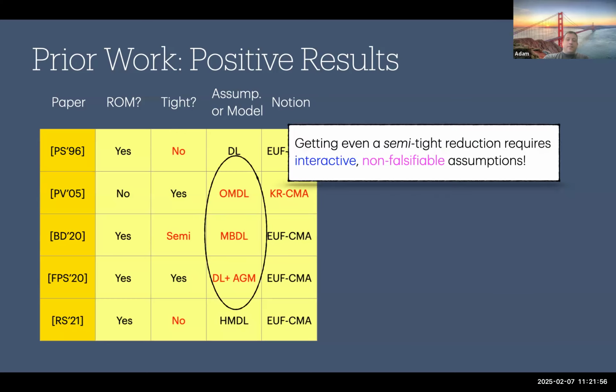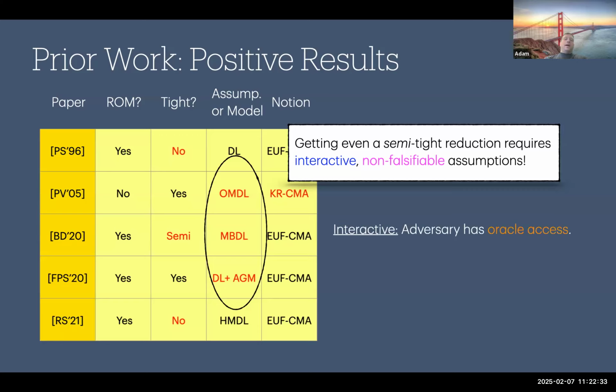What I want to emphasize is that the salient point right now, as things stand, is that getting even a semi-tight reduction requires interactive and non-falsifiable assumptions. Until the work that I'm presenting, we don't know any tight, or even semi-tight, reduction that significantly improves upon Pointcheval and Stern under anything that is either falsifiable or non-interactive. All these assumptions I've circled here are interactive and non-falsifiable.